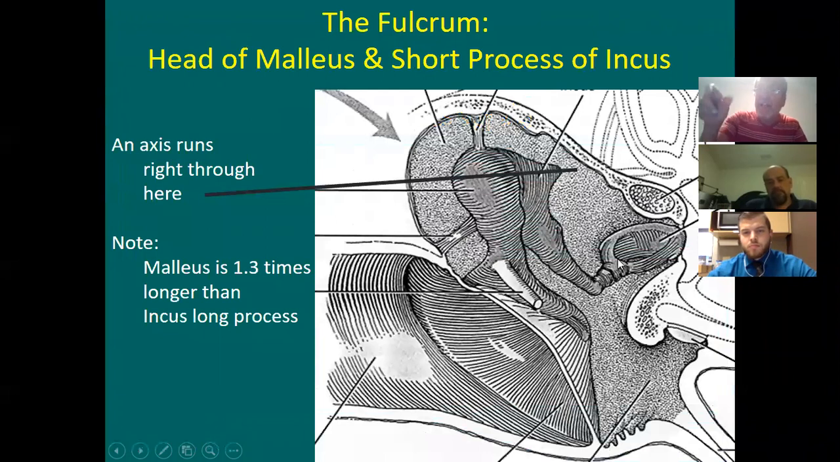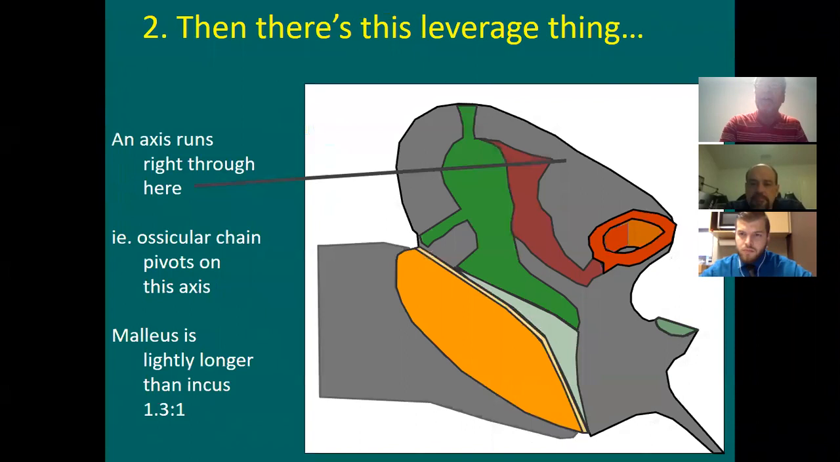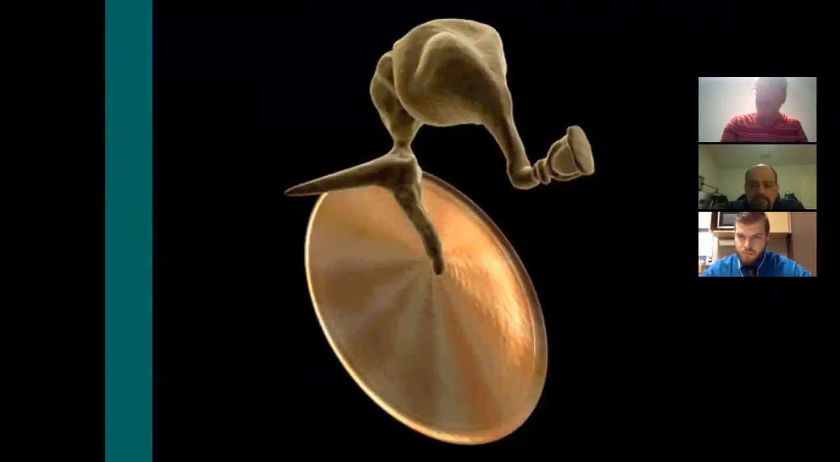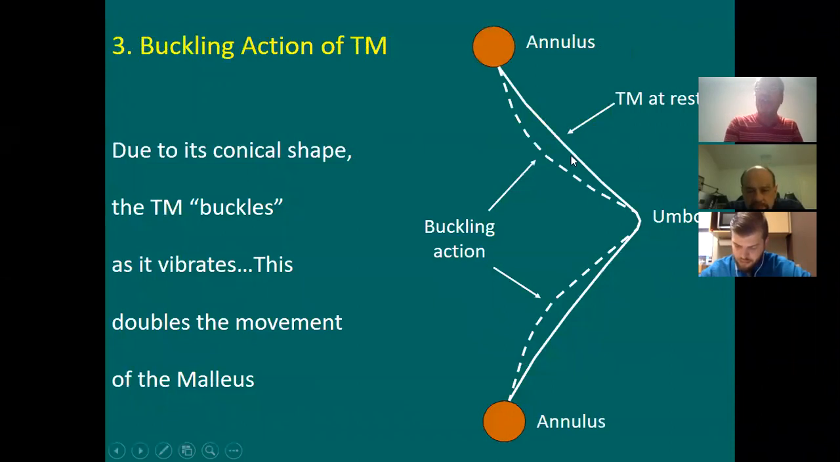Okay, so acting like a teeter-totter or seesaw, this method increases the pressure by 1.3 to 1. Over here, 17 to 1 pressure increase. Over here, 1.3 to 1 increase. And the last one is the fact of the eardrum itself. Here's the eardrum, and notice that the eardrum doesn't all wiggle the same. The eardrum actually has some buckling action to it. You see these dashes? Because of that kind of movement of the eardrum, there is a 2 to 1 pressure increase.